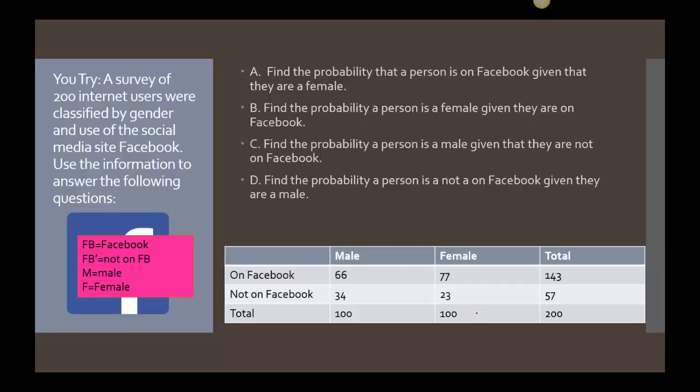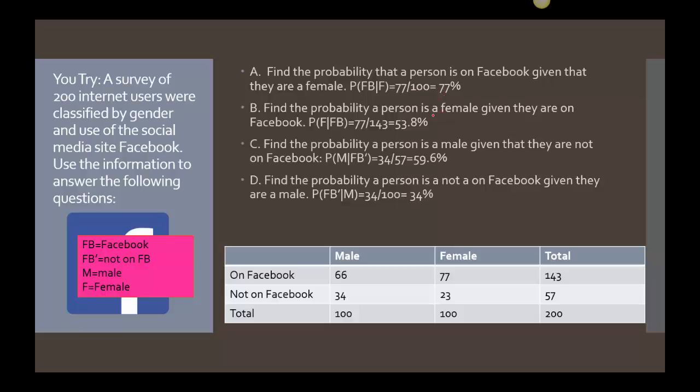And for simplicity, I made up these little things that I decided FB would be Facebook. I put a little slash, M is male, and F is female. So let's use that, and here's the notation I came up with. So the first one, probability a person is on Facebook given they're female, FB given F. There were 75 women on Facebook out of the 100 women, which says 77%.